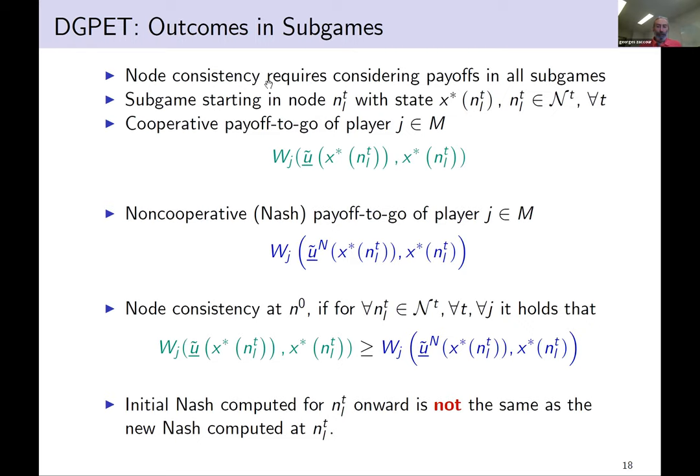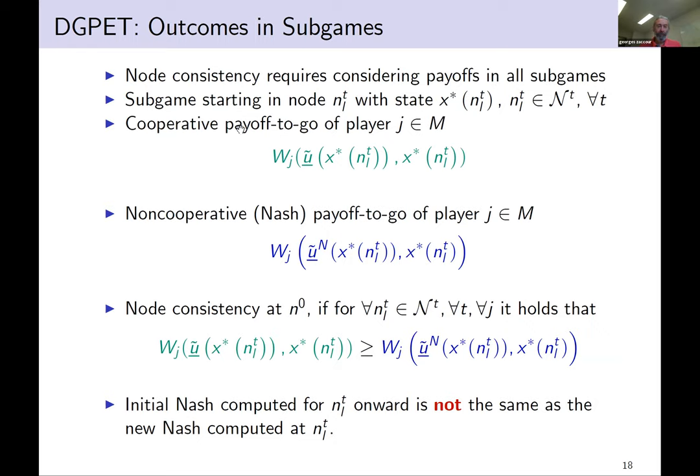So node consistency requires considering payoffs in all subgames. Now, all subgames are going to start along the cooperative state trajectory. Why? Because I am looking at the points where there is a breakdown. So if I am at this particular node, it means that breakdowns did not happen yet. So it means we have been following the cooperative trajectory.